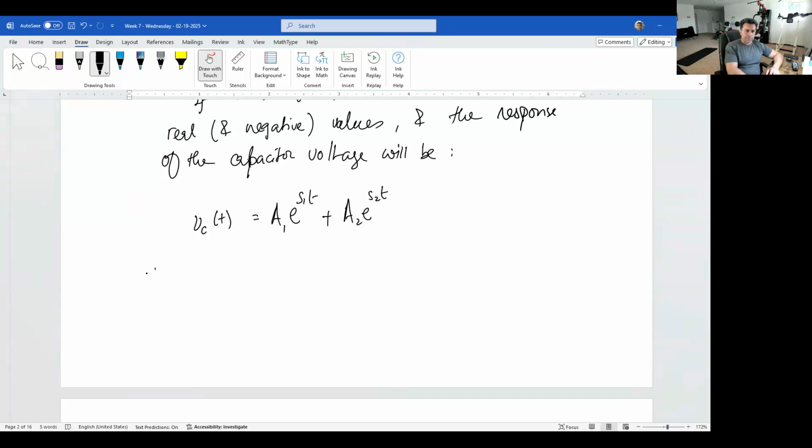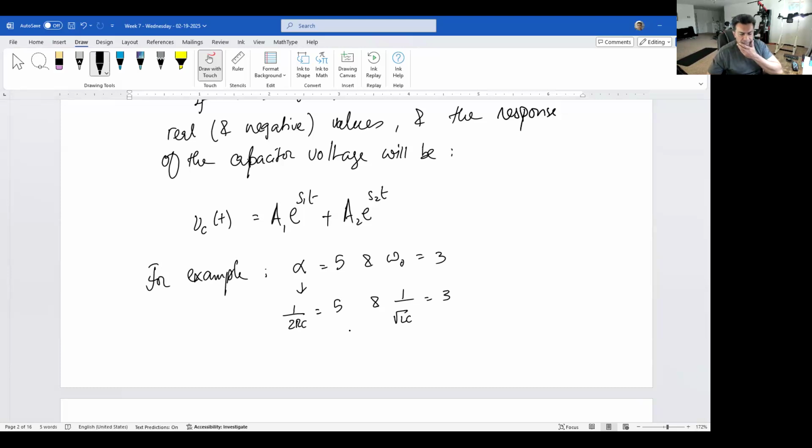For example, let's say alpha is 5 and omega naught is 3. Alpha is 5 means what? 1 over 2RC is 5, and 1 over the square root of LC is equal to 3. Alpha and omega naught, of course, both are functions of R, L, and C.